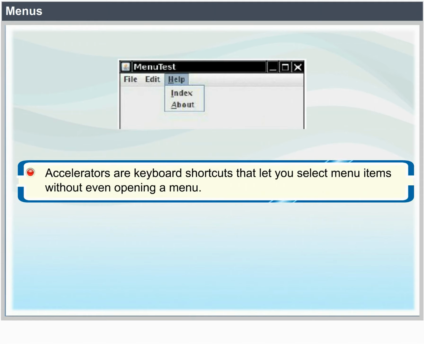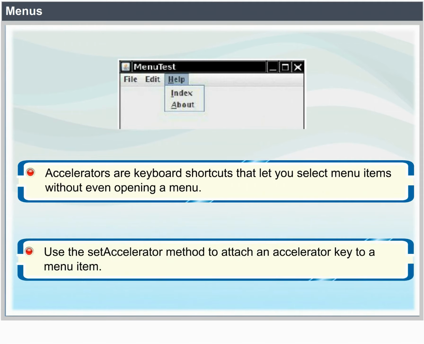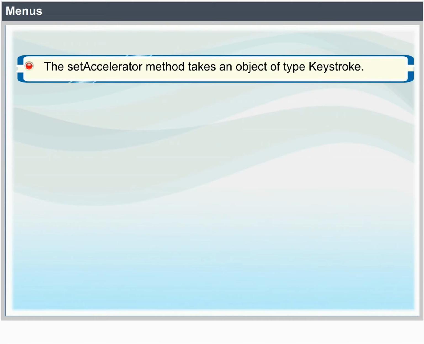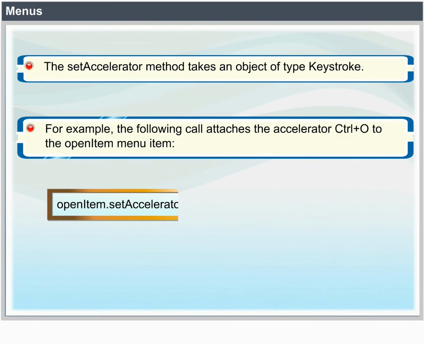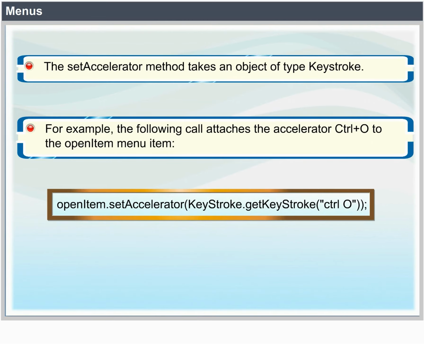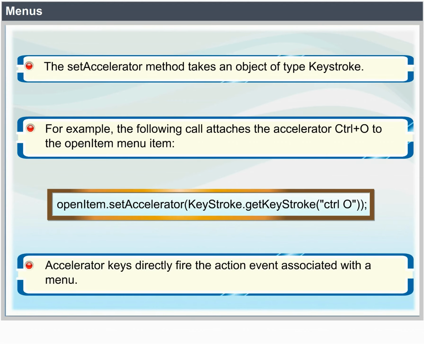Accelerators are keyboard shortcuts that let you select menu items without even opening a menu. Use the setAccelerator method to attach an accelerator key to a menu item. The setAccelerator method takes an object of type KeyStroke. For example, the following call attaches the accelerator Ctrl+O to the openItem menu item. openItem.setAccelerator(KeyStroke.getKeyStroke("ctrl O")); Accelerator keys directly fire the action event associated with the menu.